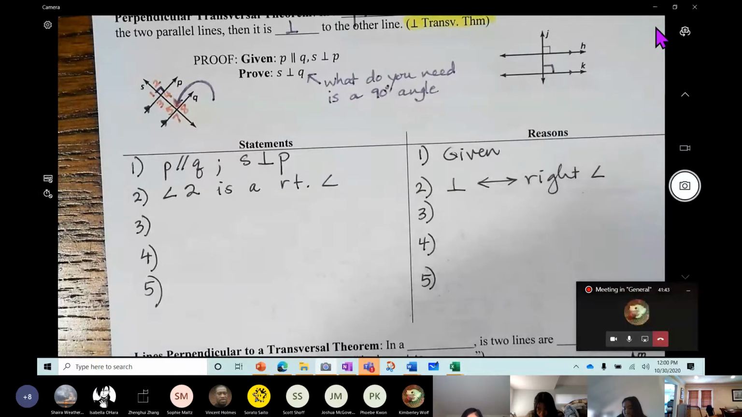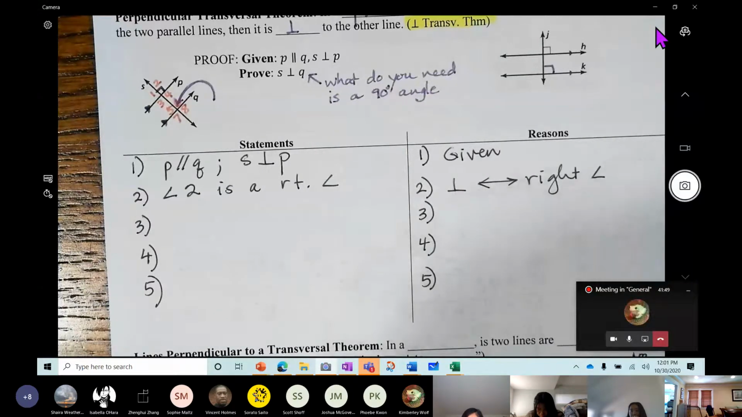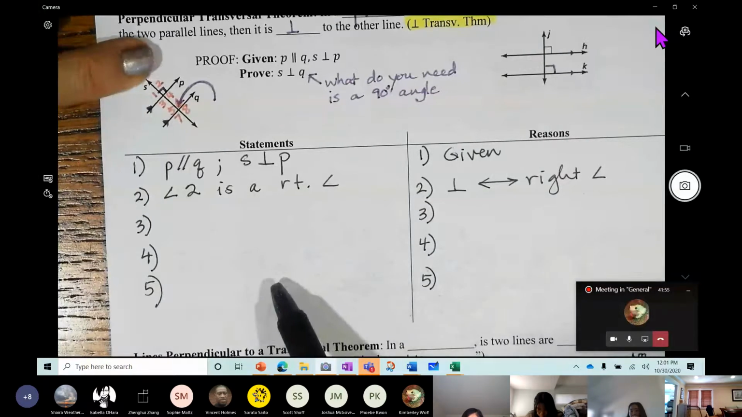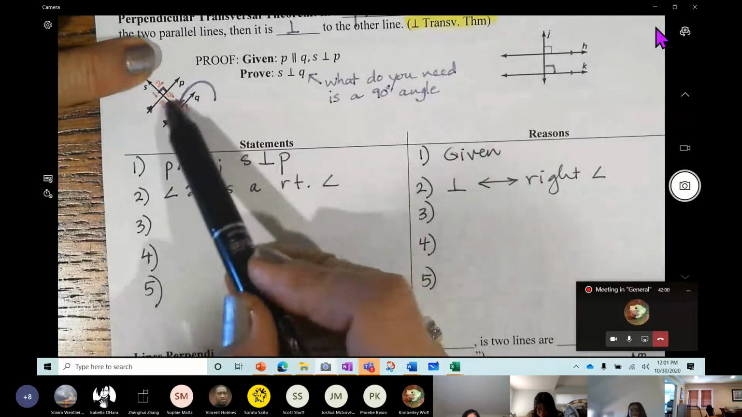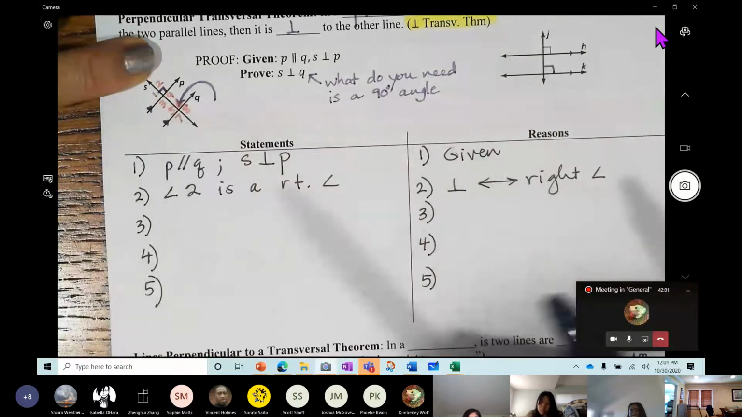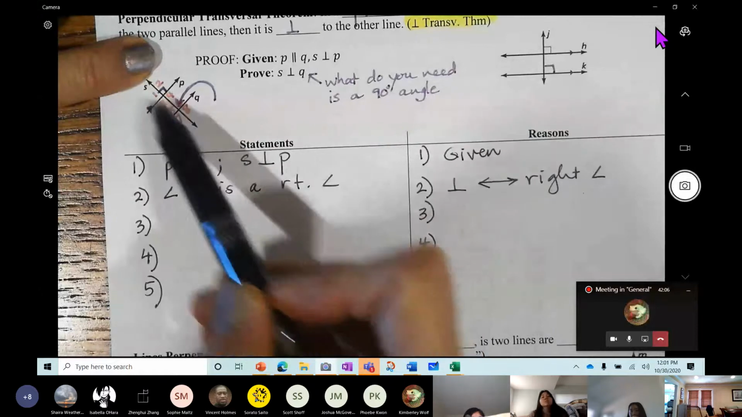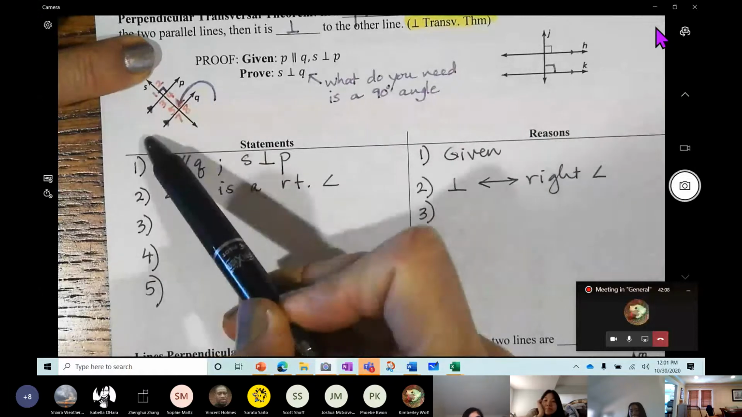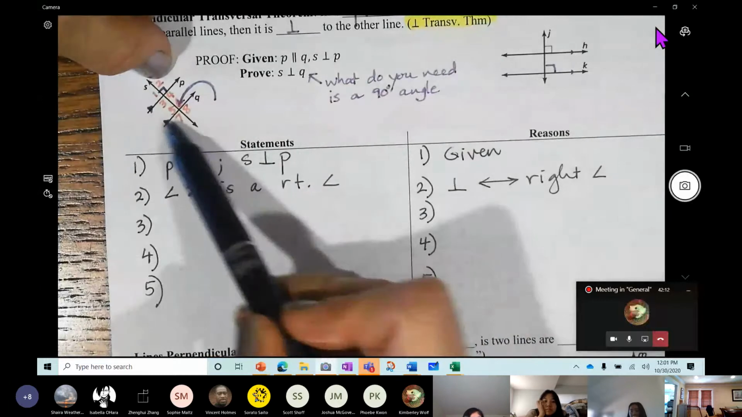Now, this is the tricky part, but this is where I want you to be thinking. I'm going to lead you down this path, and you're hopefully going to try to follow. I now have that angle 2 is a right angle, but I need something down here to be a right angle. Because if I can get any one of these to be a right angle, then that means that this line has to be perpendicular to that. If I know this is a right angle, do I know any of these are a right angle?